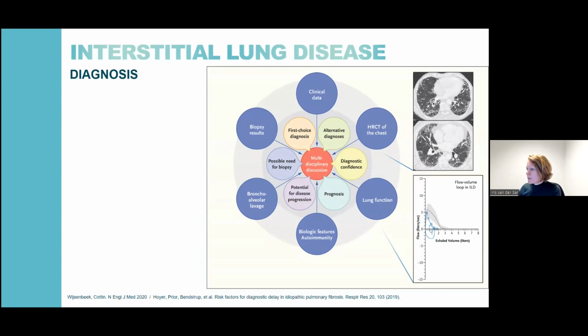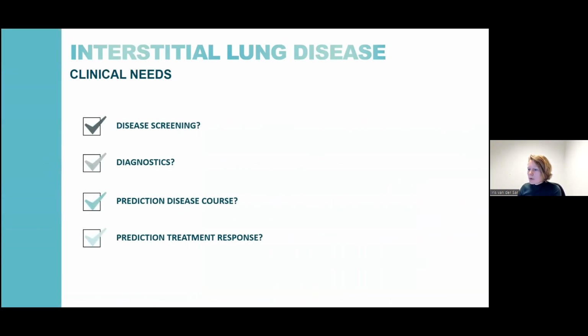To know in what specific ILD category the patient falls, we need a lot of different investigations. We need lung function, we need blood samples, we sometimes need an invasive biopsy, and we discuss this in a multidisciplinary team, and we come to a consensus diagnosis. There's always some uncertainty, but we try to limit that as much as possible, of course. So having said that, there are quite some clinical needs in interstitial lung disease in terms of disease screening that should be improved, diagnostics that should go faster. We want to predict the disease course better and also the treatment response.